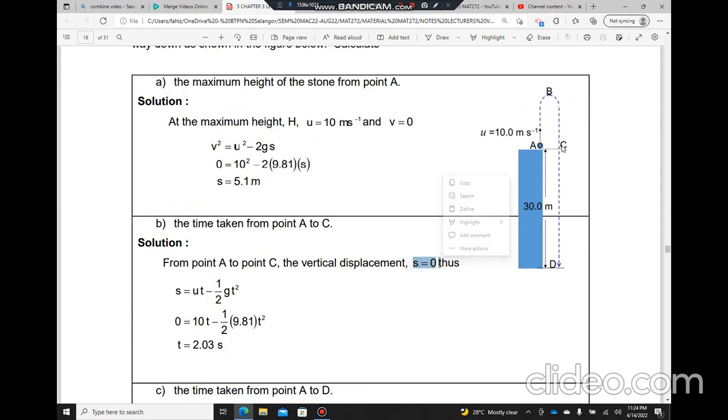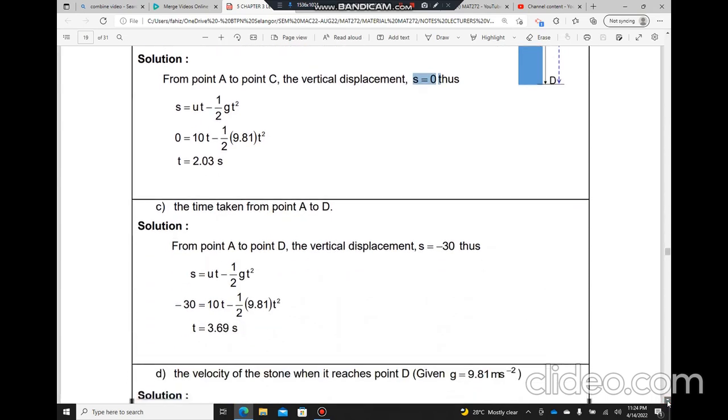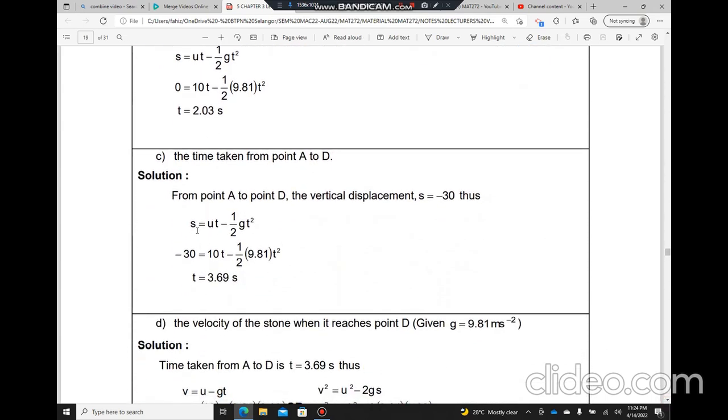And then bila C ke D, kalau dari bawah ni ke A dia 30 meter positif, and then kalau dia C ke D dia jatuh ke bawah, so displacement dia adalah negatif 30. So sebab dia based on displacement, dia akan ada direction. Okay, so S equals to negative 30, U equals to 10, T kita nak cari, G equals to 9.81, so T equals to 3.69 second.